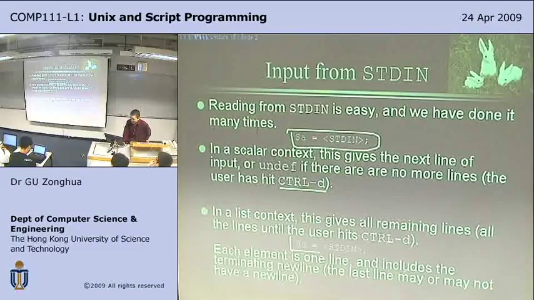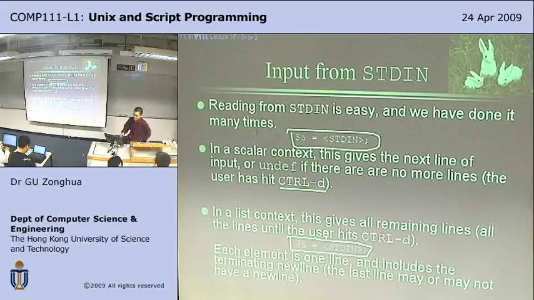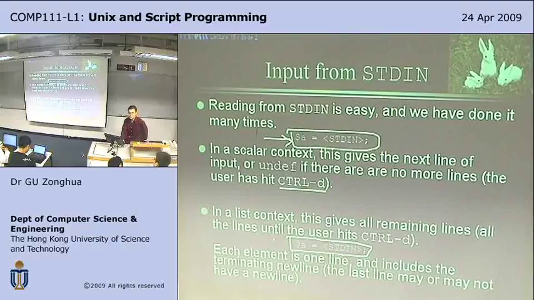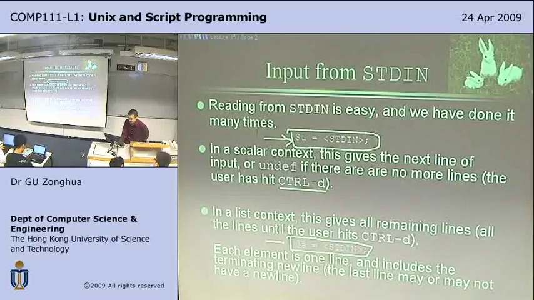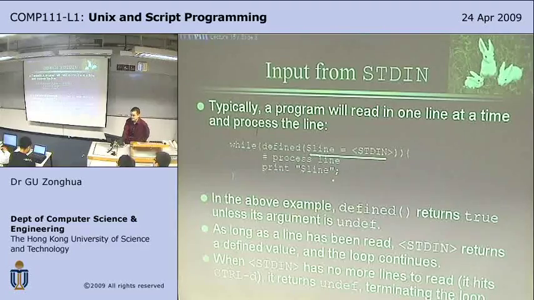But if you have @A, then @A gets the entire input up until Control D. So $A reads one line at a time. @A grabs all the lines until Control D. So that's the difference between these two. So one way of reading all the lines is to do it one line at a time. So while defined, $line equals this, and process the $line.